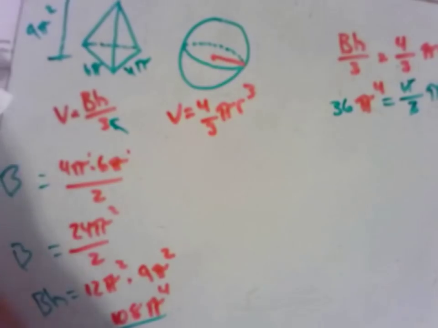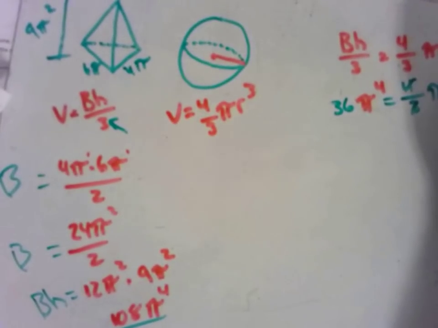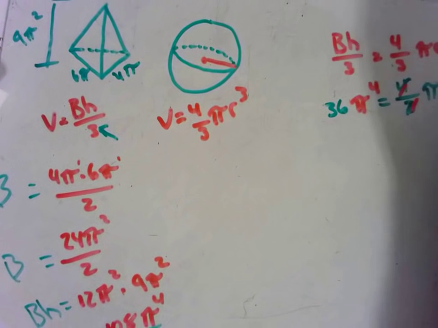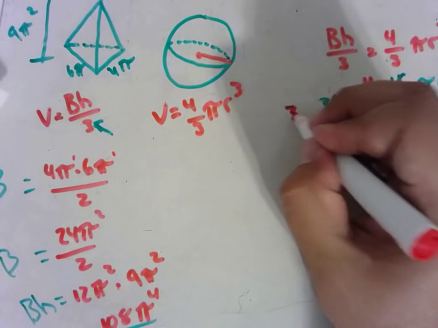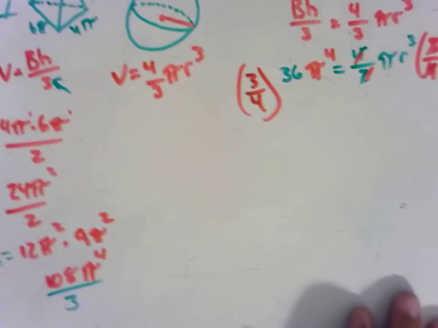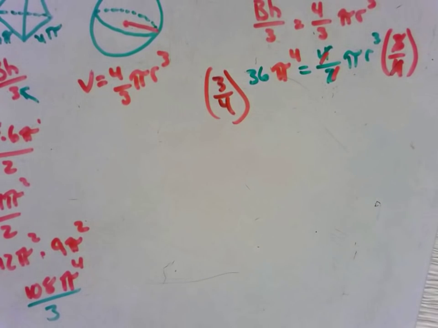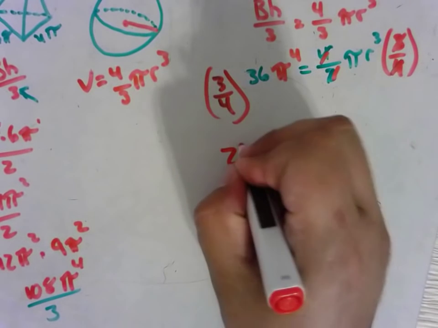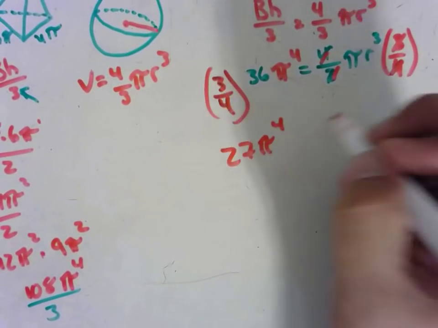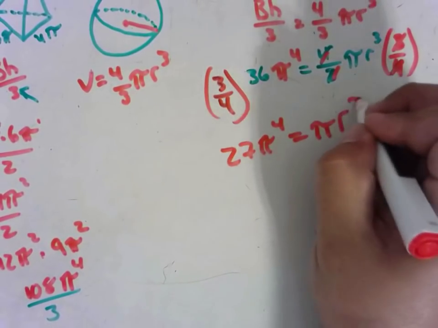Alright, we're going to do the same thing. We're going to multiply by 3/4 so that the same things cancel out. Multiply this by 3/4. This is going to give us a better number, because 36 times 3 divided by 4 is 27. So this gives me 27 pi to the 4th equals pi r cubed.